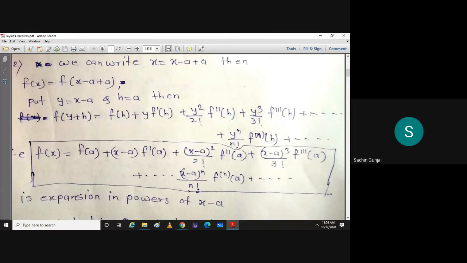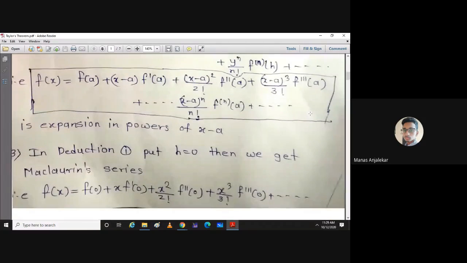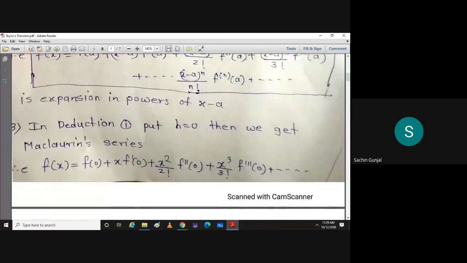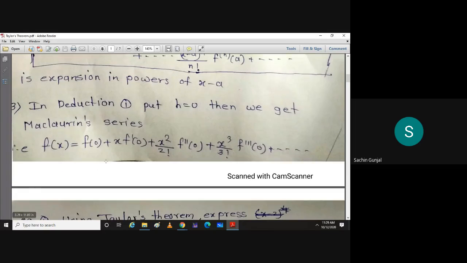Copied? Yes, sir. Okay. So this is the third point which we discussed. If you substitute h is equal to 0, we get the Maclaurin series expansion.